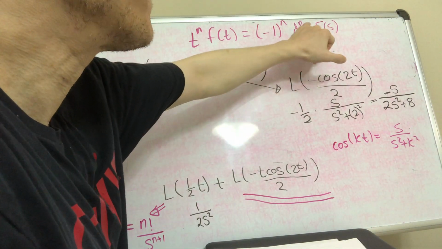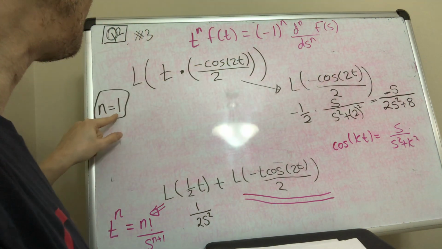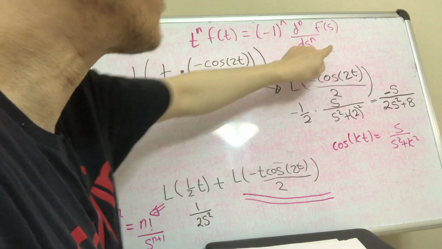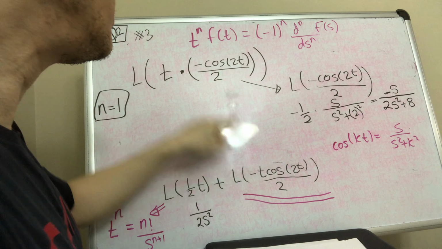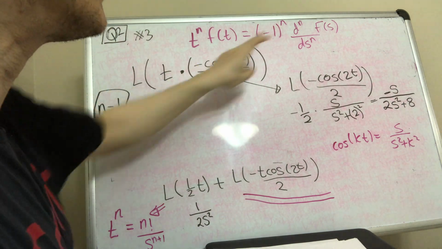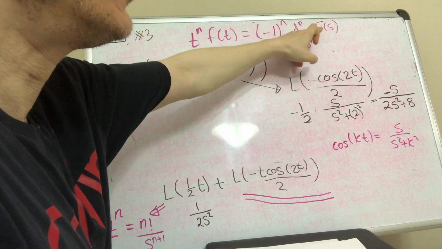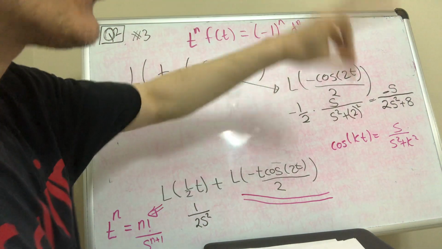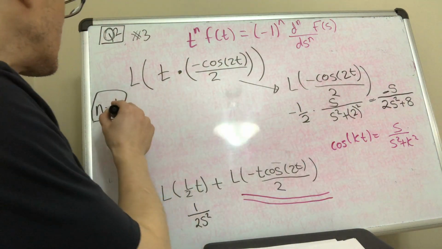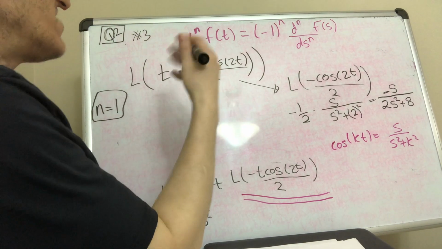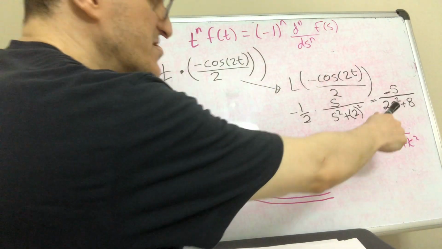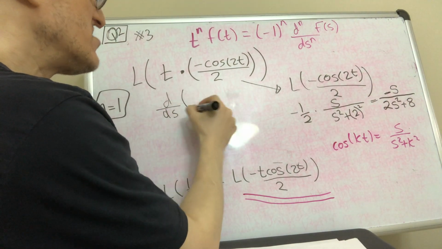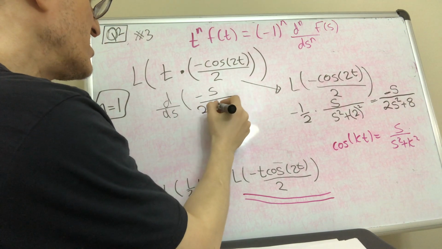But this is this part. This means if you have 1, you need to find the first derivative of the expansion. If this is t squared, then n is 2, then you find the second derivative of your expansion. If it's 3, you find the third derivative of your expansion. Since this is 1, I'm finding the first derivative of my expansion. So d over ds of my expansion would be the answer.